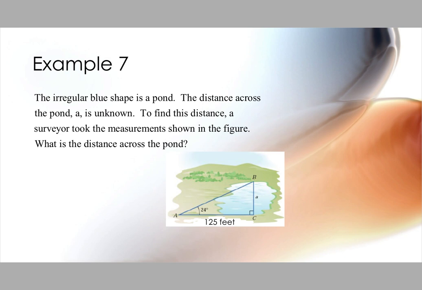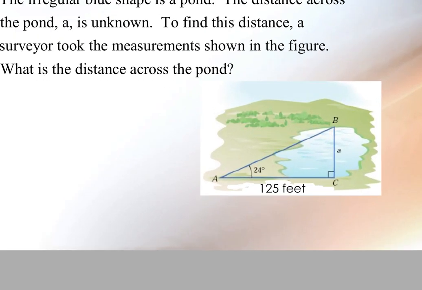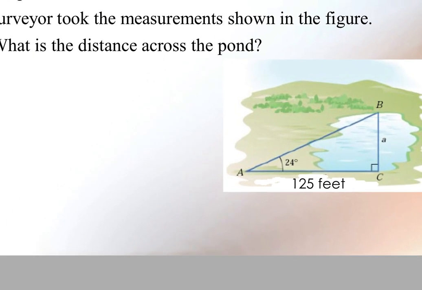All right, example 7, and these have pictures on them, but there are obviously ones in your homework that do not, and your quiz will not. So you've got to be able to set these up. This one says the irregular blue shape is a pond. The distance across the pond A is unknown. To find the distance, a surveyor took the measurement shown in the figure. What's the distance across the pond? So in this example, we're trying to find A. It already drew out the right triangle.